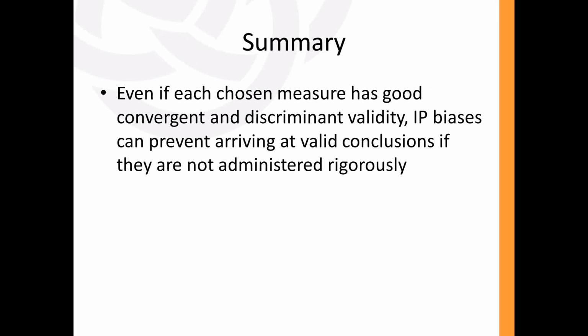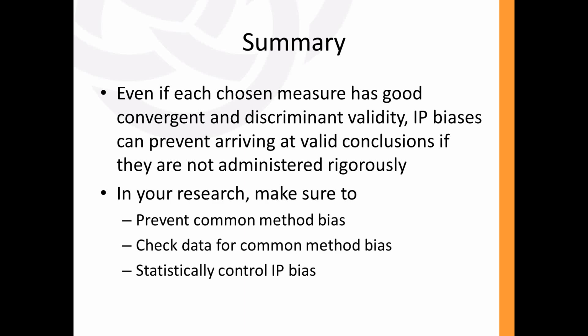So to summarize, even if each chosen measure has good convergent and discriminant validity, information processing biases can prevent arriving at valid conclusions if they're not administered rigorously. So in your own research, you have to make sure to prevent common method bias using these techniques that I've described. Check your data for common method bias and statistically control any information processing bias that might be evident.